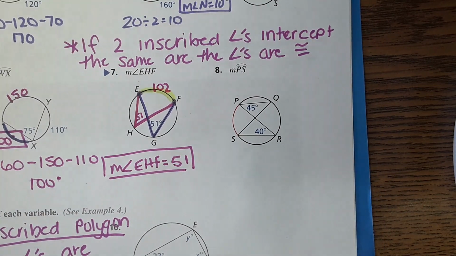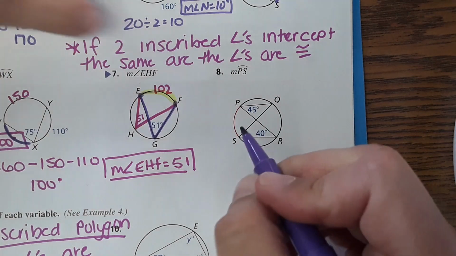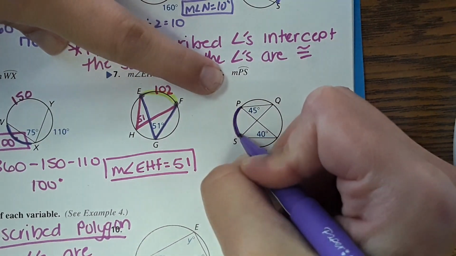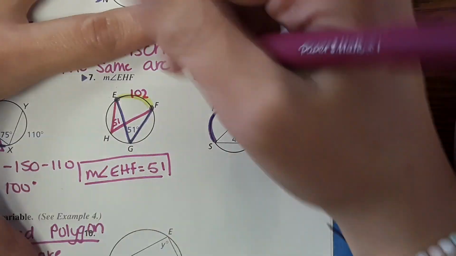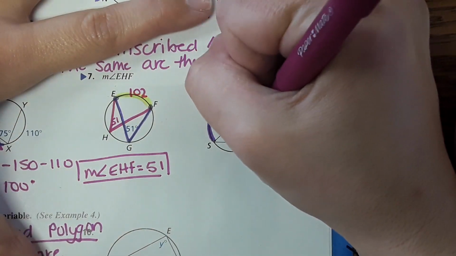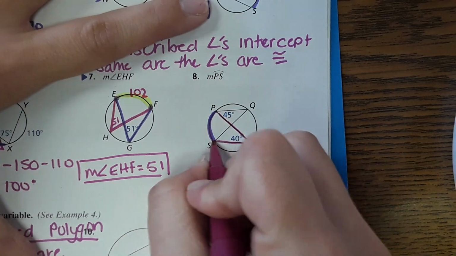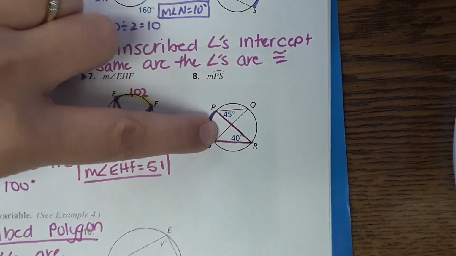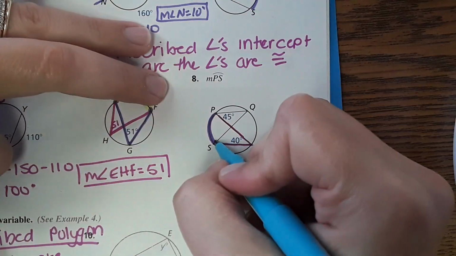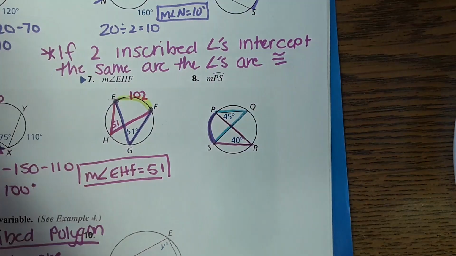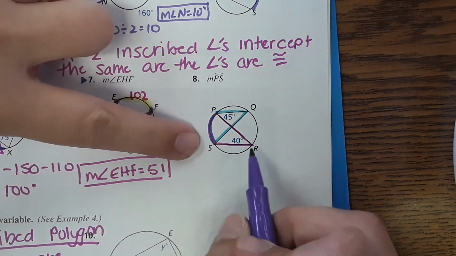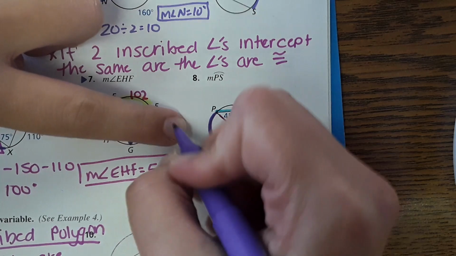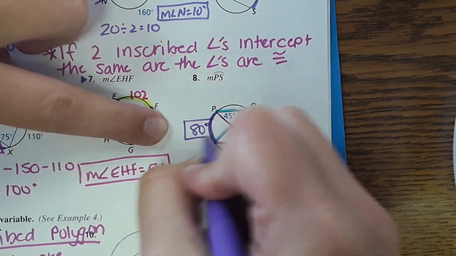Okay, and then over here, same type of problem. It says measure of PS. So we're trying to find the arc measure here. Well, again, two angles. We have an angle here, and then we have another angle over here. Use a different color. They have the same intercepted arc. Honestly, you don't even need to know that though, because if this angle is 40 degrees, then this would be double that, so it would be 80 degrees.